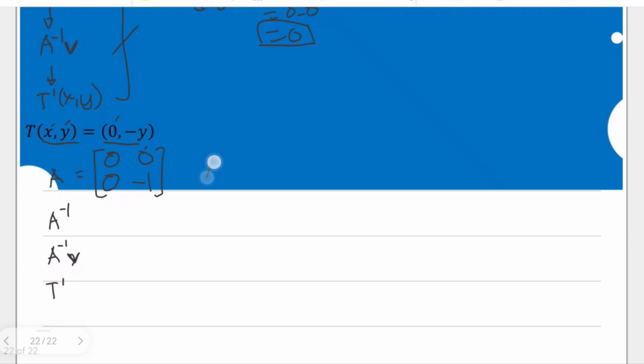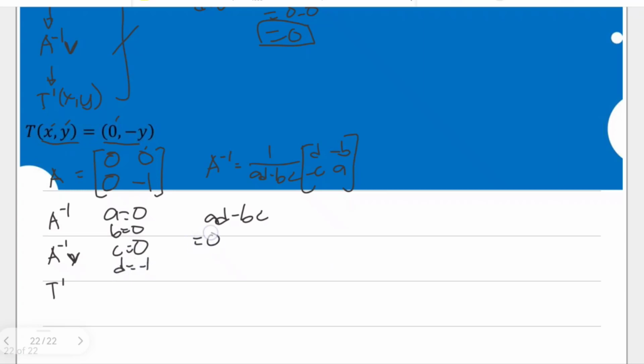If we examine again the inverse using this process, D, A, negative B, negative C, we need to check first the presence of AD minus BC. Our A here is 0, B is 0, C is 0, and D is negative 1. If we multiply that, 0 times negative 1 minus 0 times 0, that's 0 minus 0. We also have a 0 here. Our determinant is 0, hence this doesn't exist. Therefore, our standard matrix A here is not invertible.